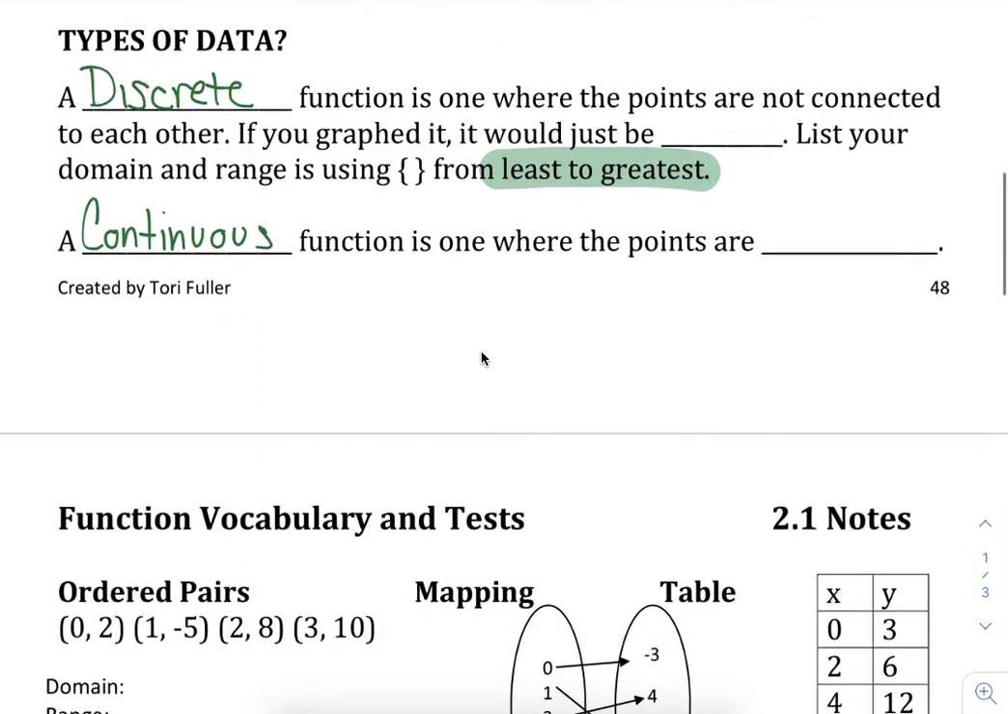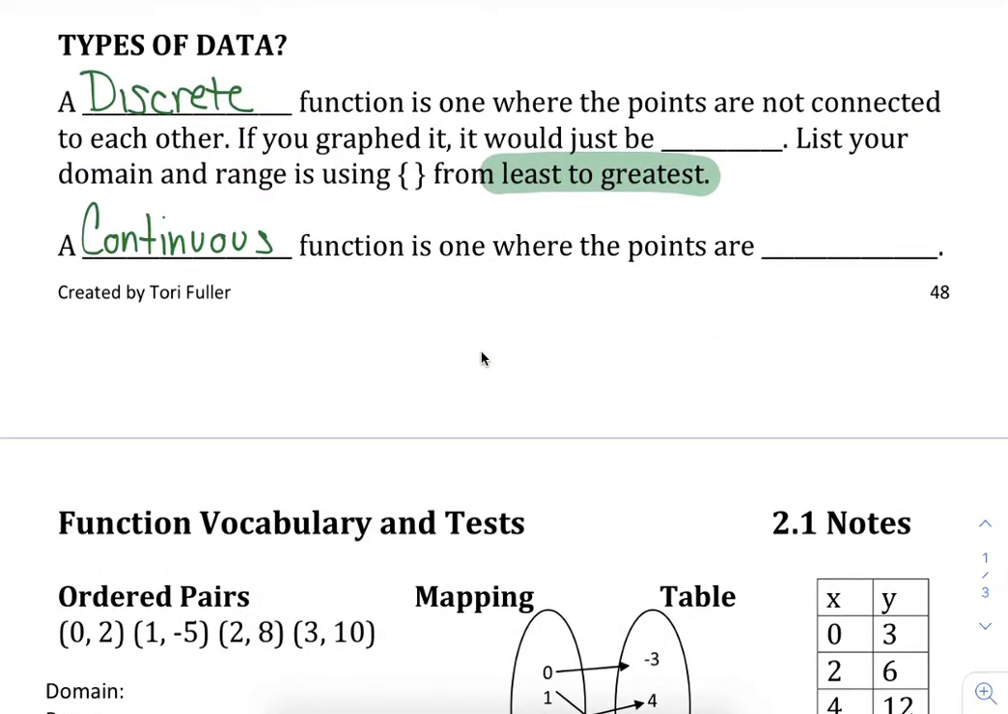All right, so our last section is all about our types of data. So we have two types of data. One is called discrete, one is called continuous. Discrete is a function where the points are not connected. So one more time, they are not connected to each other. If you were to graph it, it would really just be a bunch of dots or a bunch of points. You have individual dots on your graph.